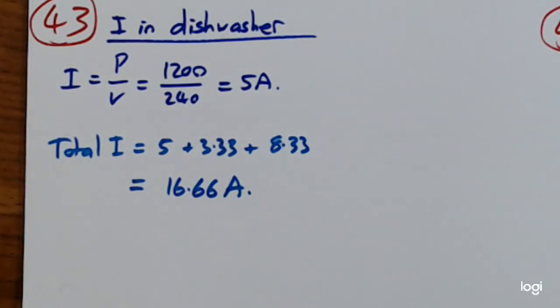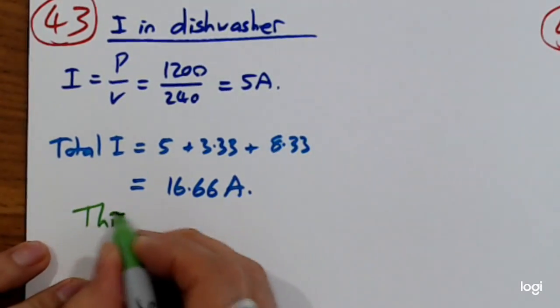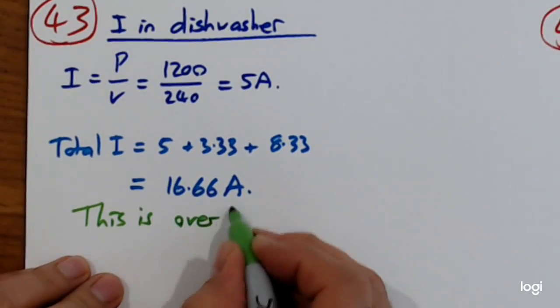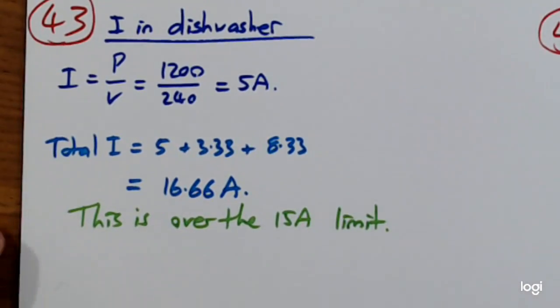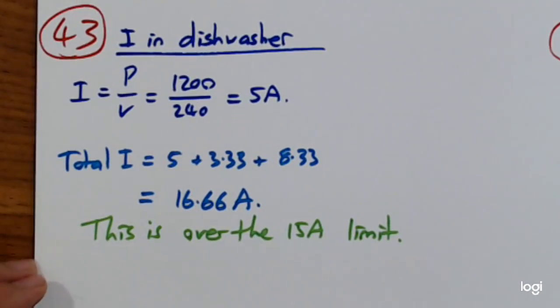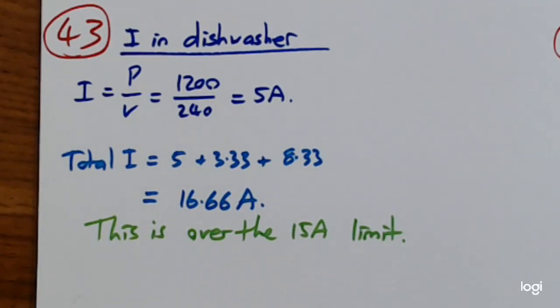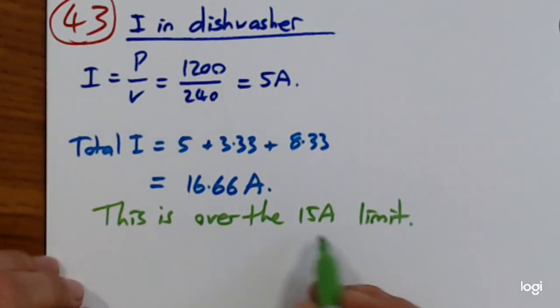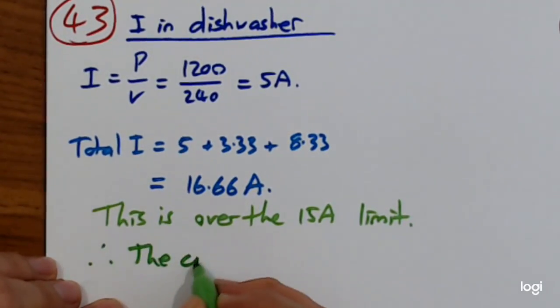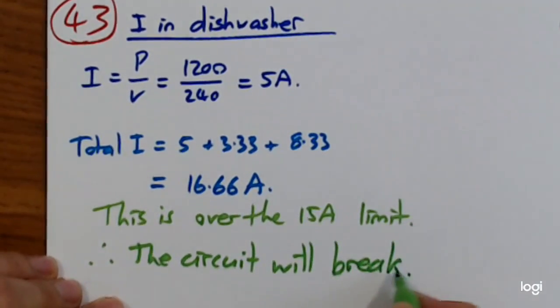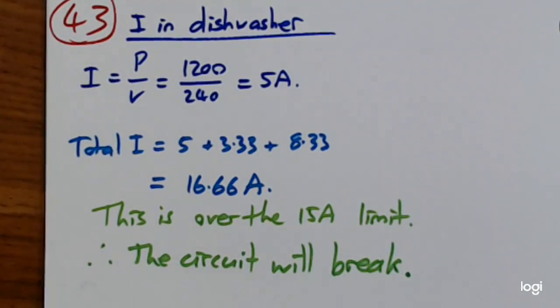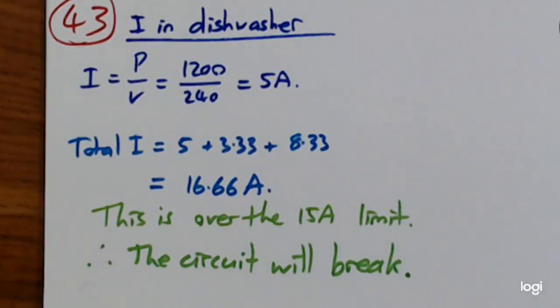Now that's nearly answered the question, but you do have to sort of give yourself an explanation here. You have to say this is over the 15 amp limit. The circuit had a 15 amp circuit breaker, which means that the electrician who designed the house or designed that circuit said that anything more than 15 amps could cause a house fire or could cause a meltdown of some sort. So it's over the limit, therefore the circuit will break. Which means the circuit breaker will turn itself off and switch everything off before the house burns down.